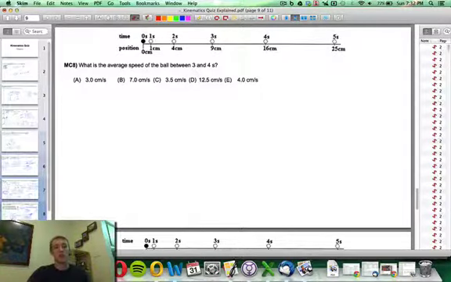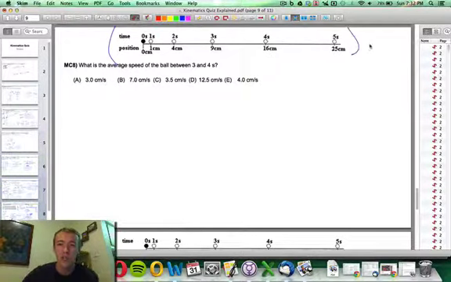8. What is the average speed of the ball between 3 and 4 seconds? So we're given a picture here, and this picture is actually a motion map in some sense. It tells you the position at each time, but it's kind of drawn out in a picture for us. And it says, what is that average speed for the ball between 3 and 4 seconds?